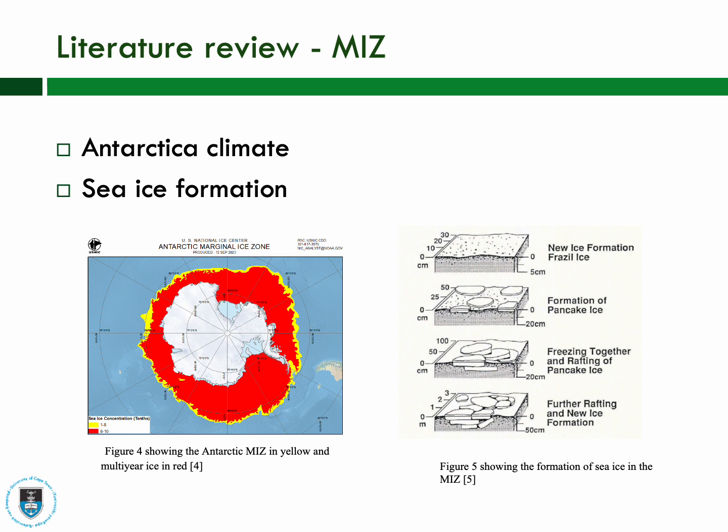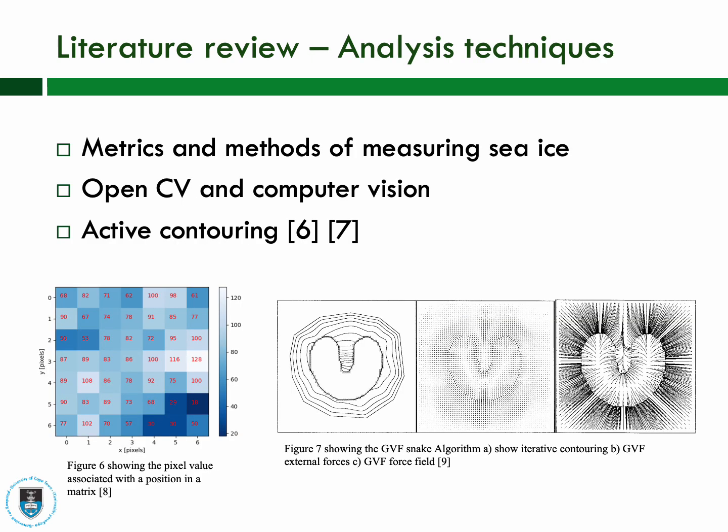From here in the picture below, you can see the marginal ice zone in yellow and the hard pack ice in red. The figure next to it shows the formation of sea ice in the region. Sea ice can be analyzed using various techniques. Sea ice concentration is the ratio of sea ice to open water within a frame. Sea ice can also be classified by its thickness, its diameter, and by temperature.